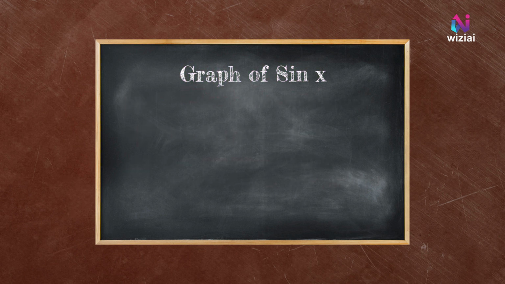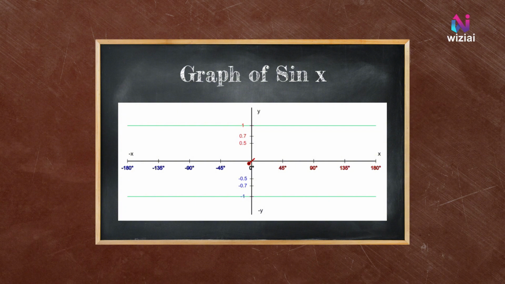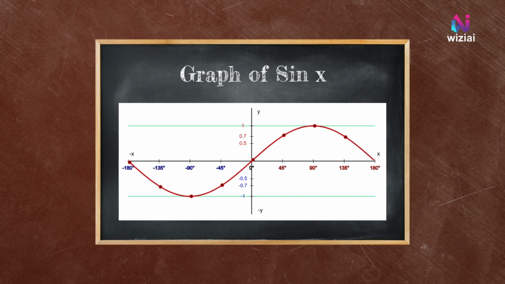Graph of sin x. First, the sine function, the smooth, wave-like motion that starts at 0. As x increases from minus 180 degree to plus 180 degree, sin x rises gently to plus 1, falls back through 0 to minus 1, and then returns again to the origin.